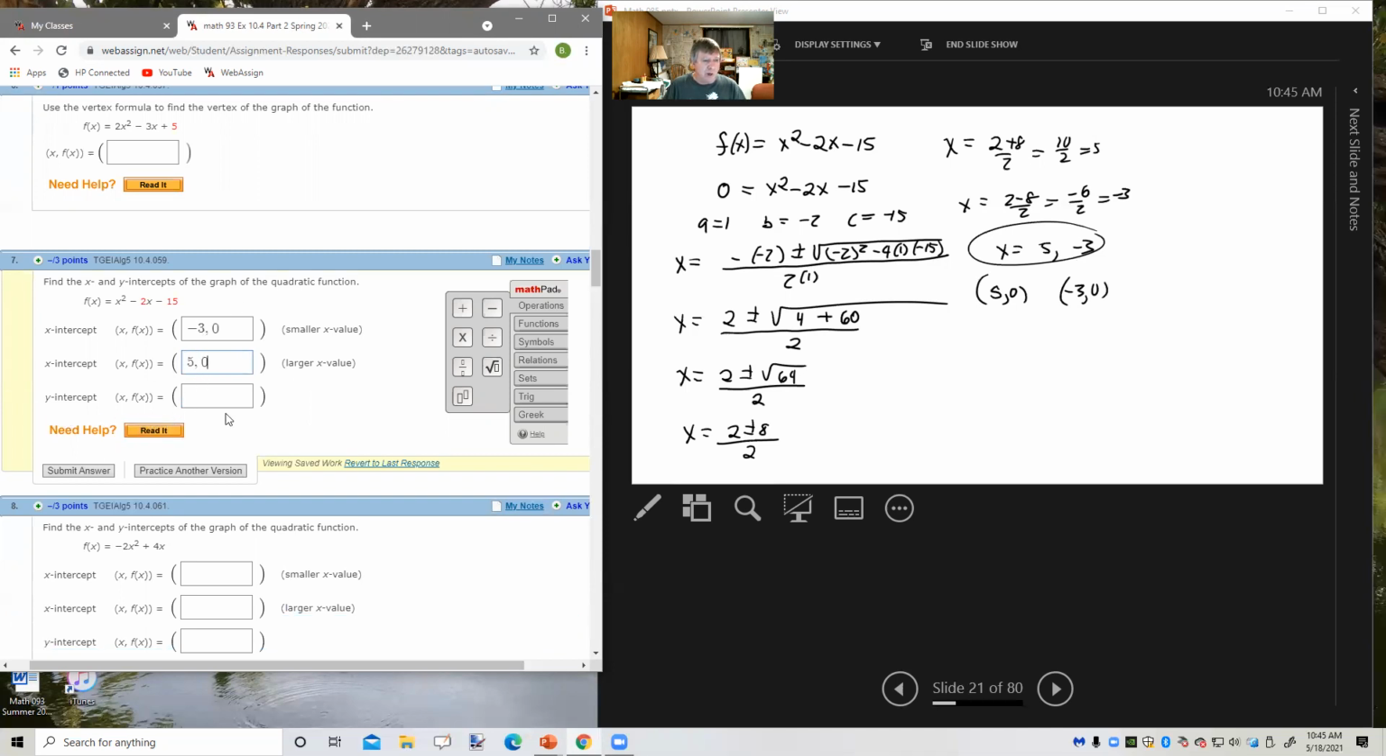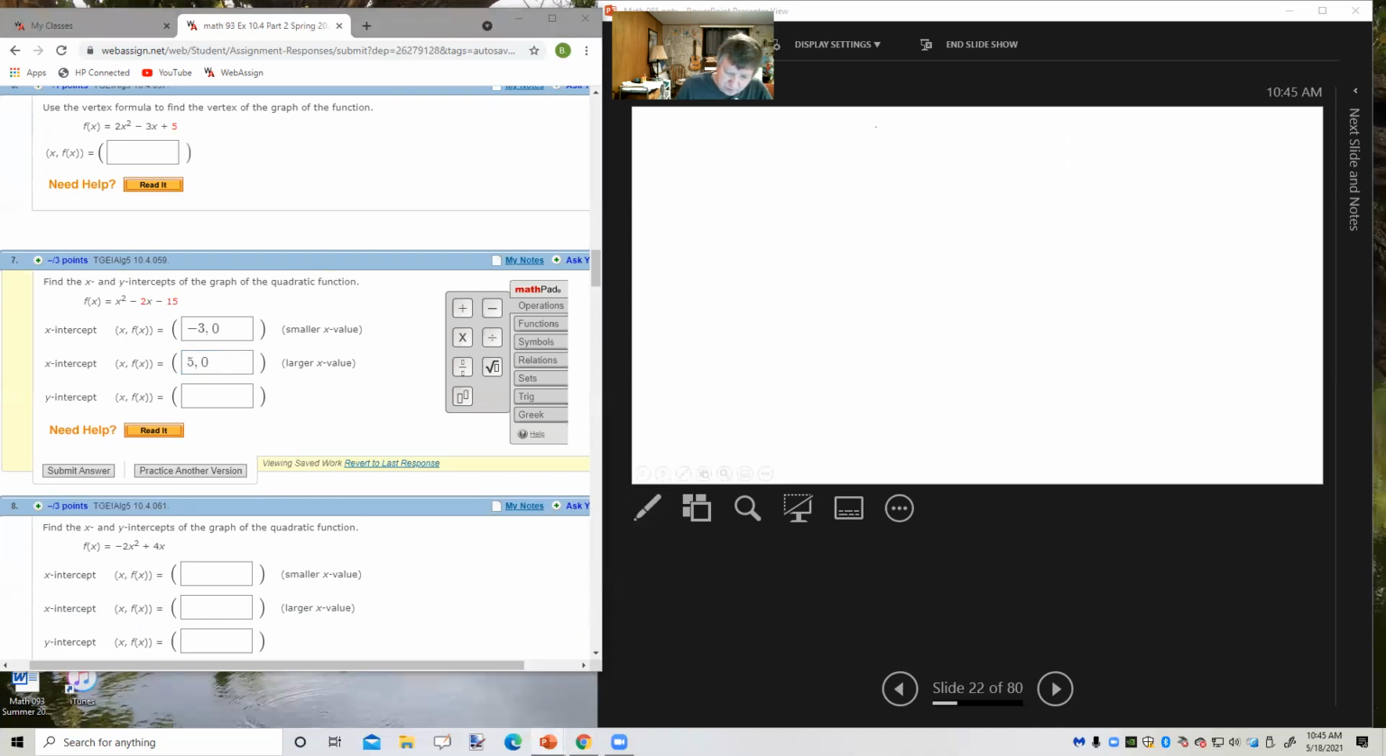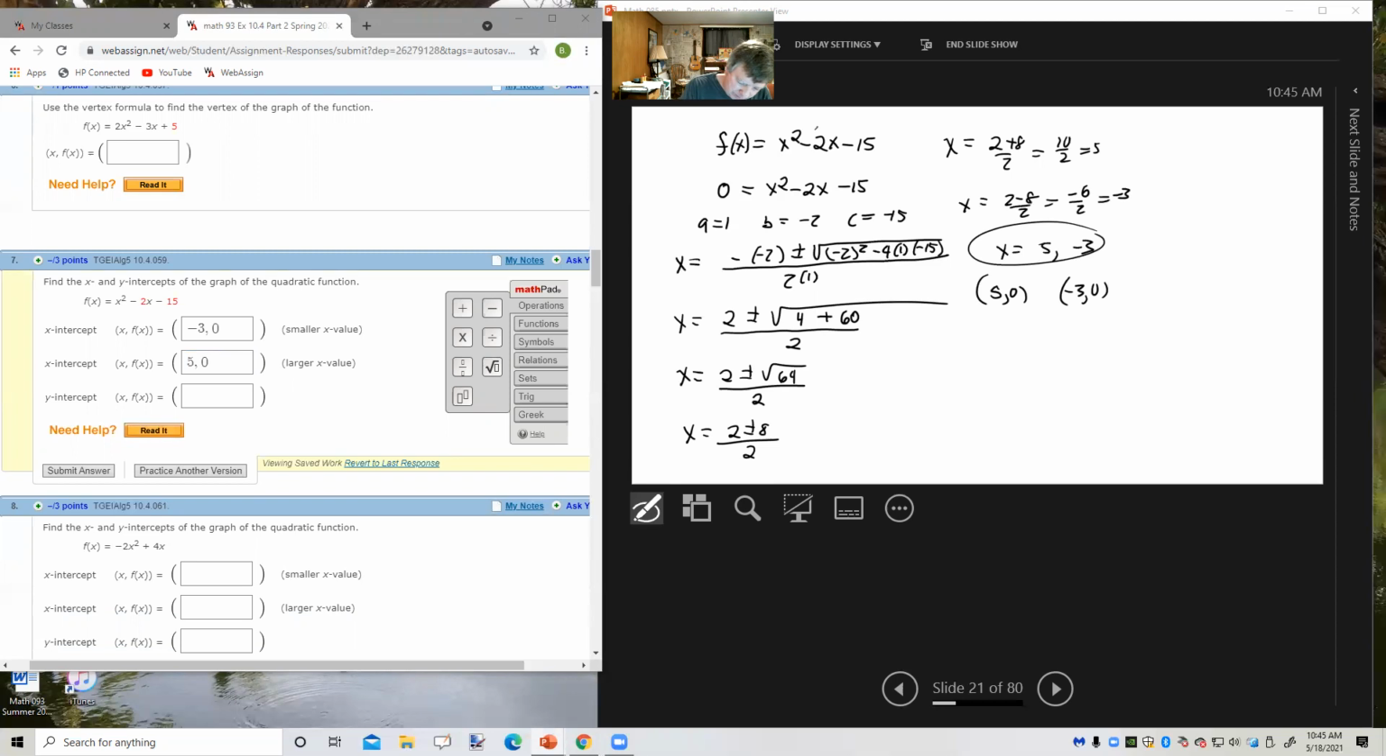Okay, now to find a y-intercept, we're going to set x equal to 0. So let's go back here to this. Oops. Let's try that again. There we go. So we've got what? y equals x squared minus 2x minus 15.